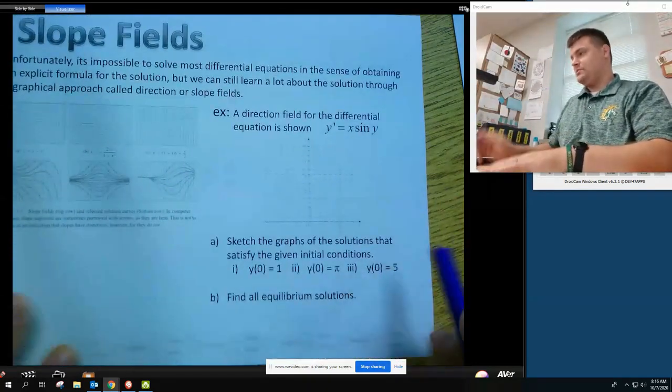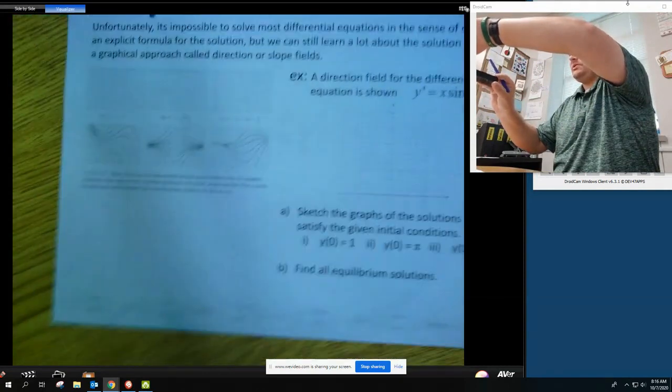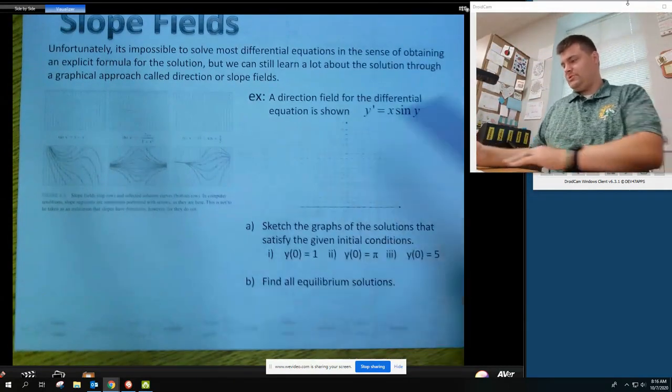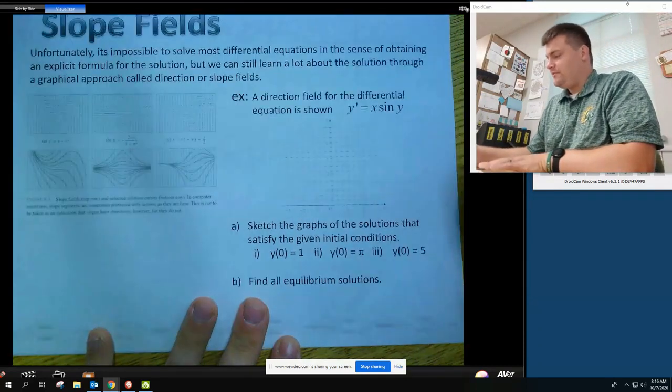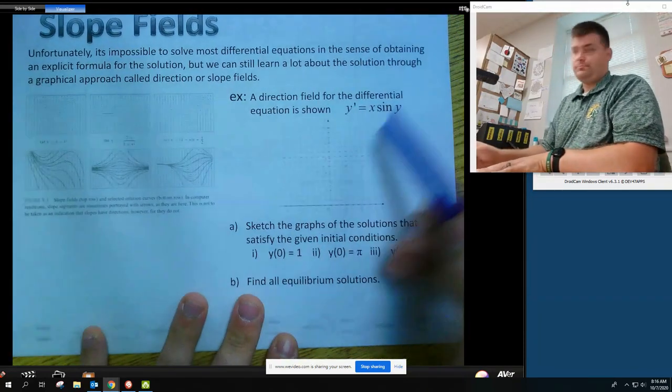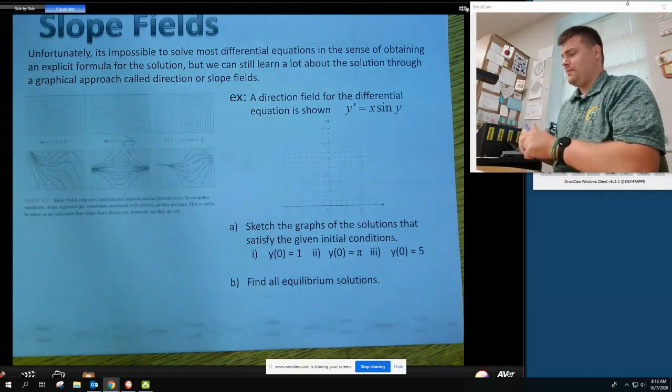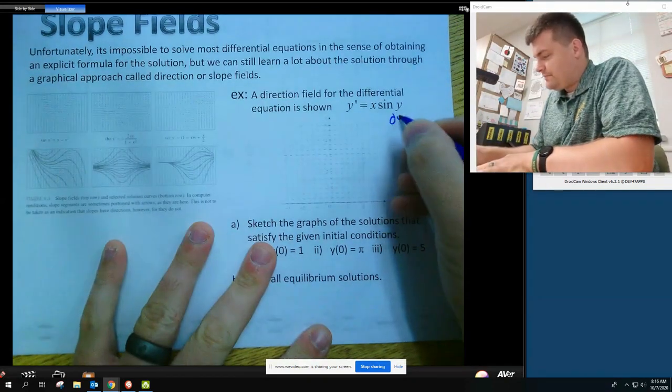Okay, so let's talk about this question right here. A direction field for a differential equation is shown. So here's a differential equation. Now that y prime is the same thing as dy/dx.